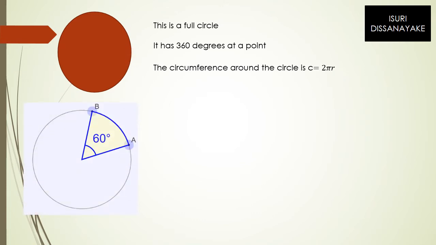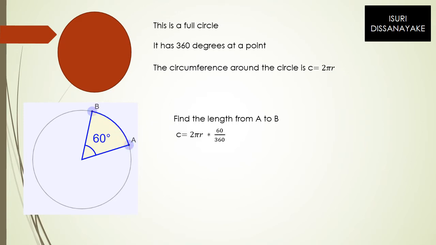Look at this figure. This is a minor sector. In this minor sector, there is an angle of 60 degrees. Now my requirement is for you to find the arc length from A to B.